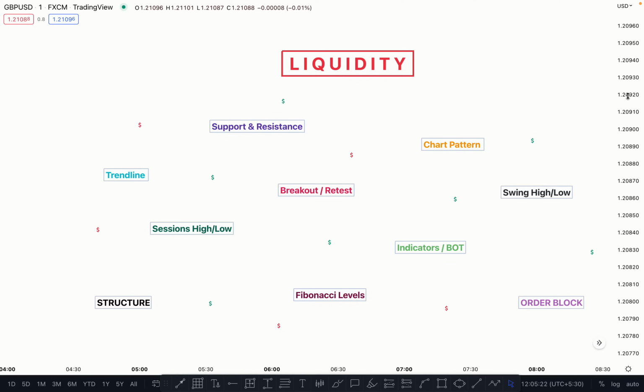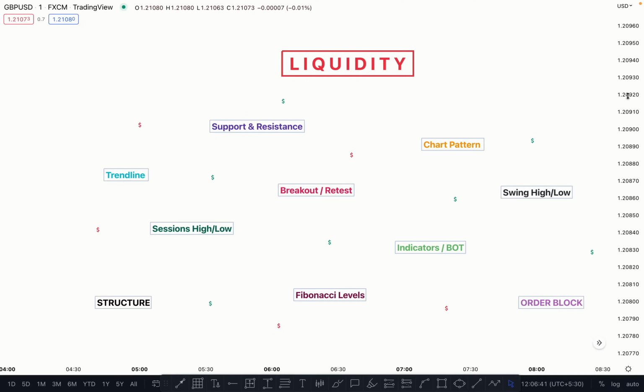So what is liquidity? Actually, liquidity is a transaction between buyers and sellers, and banks monitor your entry, your stop loss, and your target. They don't care about your structure, your order block, imbalance, your support resistance, Fibonacci level, any kind of strategy, or even your indicator showing you buy or sell. They don't care about anything. They trade only based on liquidity, the number of orders.